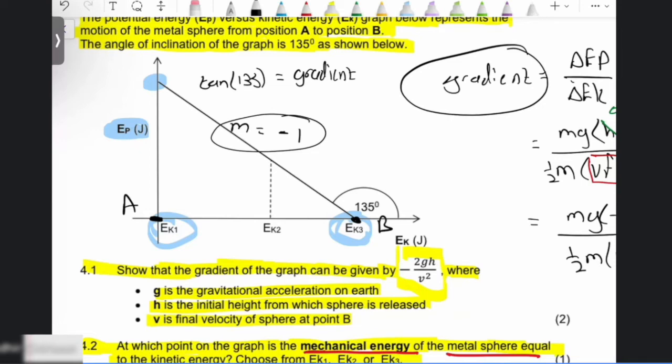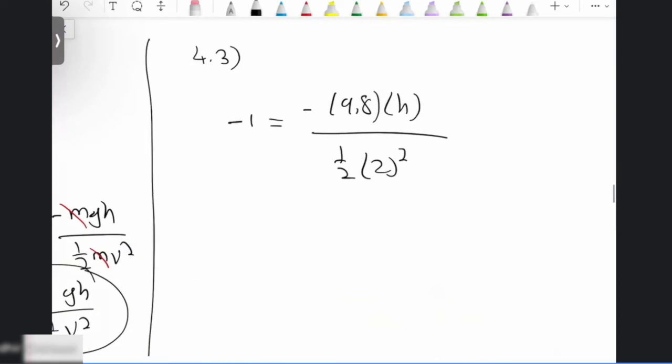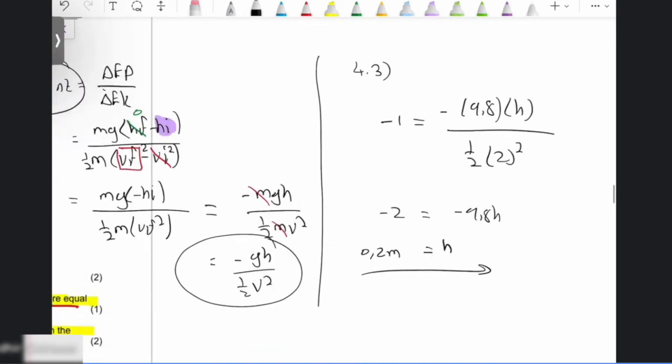Okay, no one's asking anything else, it's an easy thing. From here, this gives us -2 is equal to -9.8h, and then h is 2 divided by 9.8, which is 0.2. So that's 0.2 meters. That's another way we could have done that.